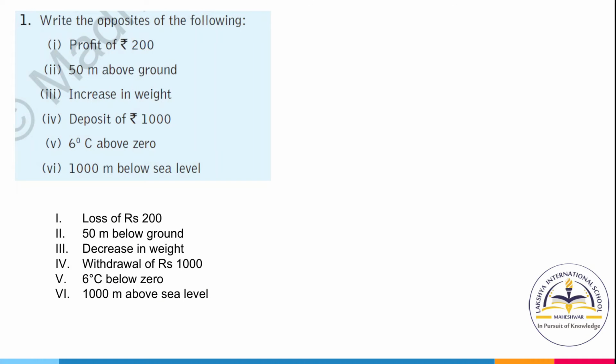Question number 1, write the opposite of the following. Profit of 200. The opposite of profit is loss, so loss of rupees 200. 50 meter above ground. So 50 meter below ground. Increase in weight. The opposite will be decrease in weight. Deposit of rupees 1000. Now withdrawal of rupees 1000. 6 degrees Celsius above 0. The opposite of above is below. 6 degrees Celsius below 0. 1000 meter below sea level. 1000 meter above sea level.